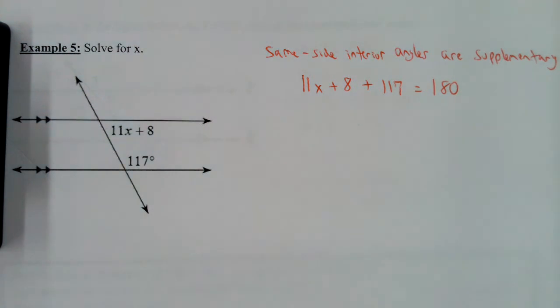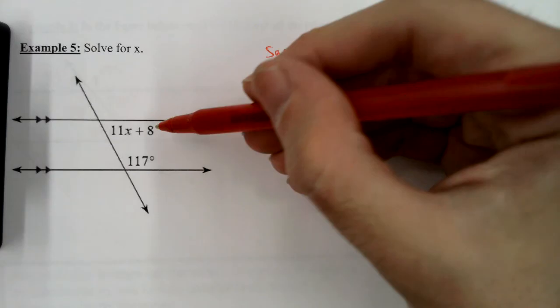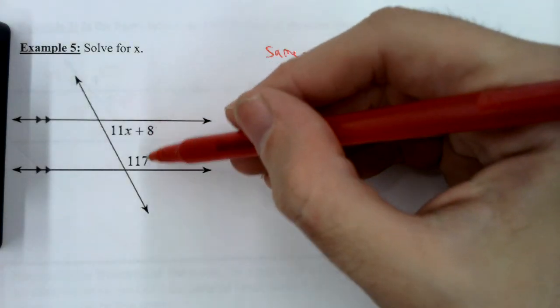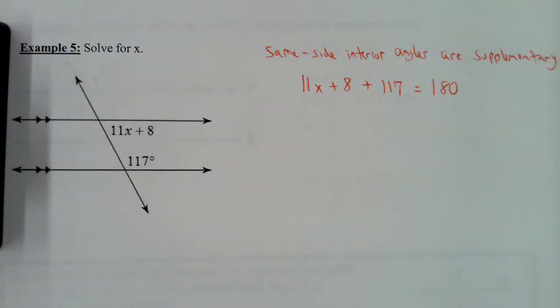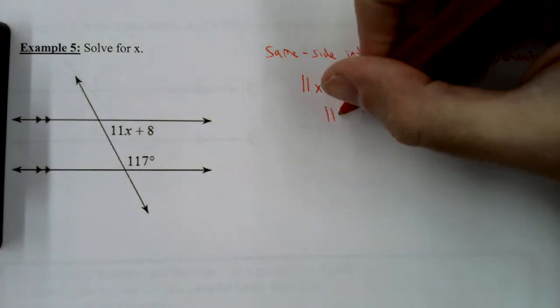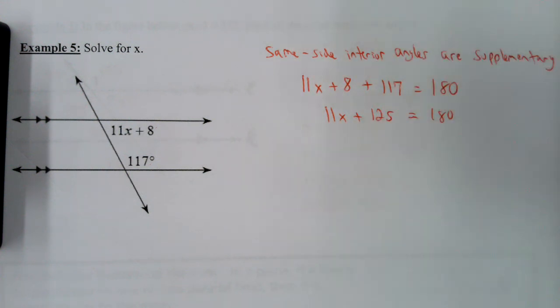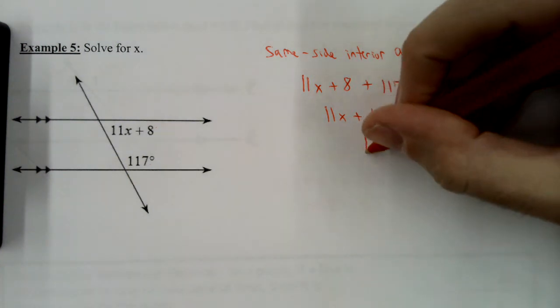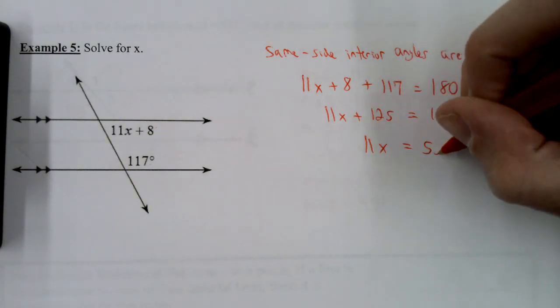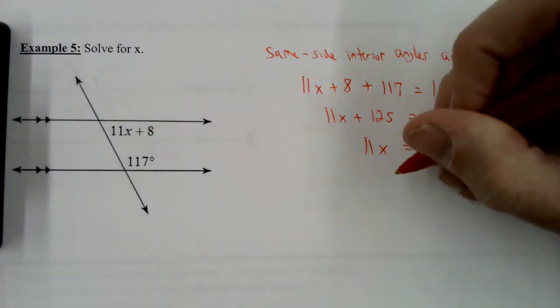The mistake people make for these problems is they will set them equal to each other. They'll say 11x plus 8 equals 117. That is not true. So combine like terms, 11x plus 125 equals 180. Subtract 125, 11x equals 55, and then divide by 11 and you get x equals 5.